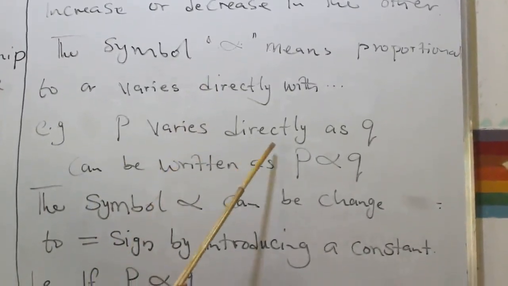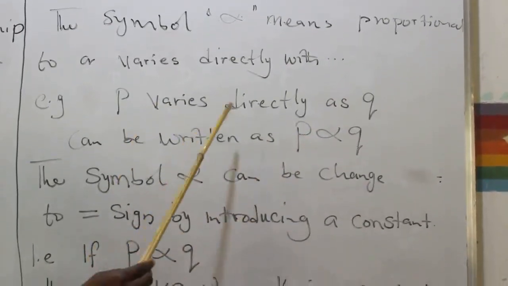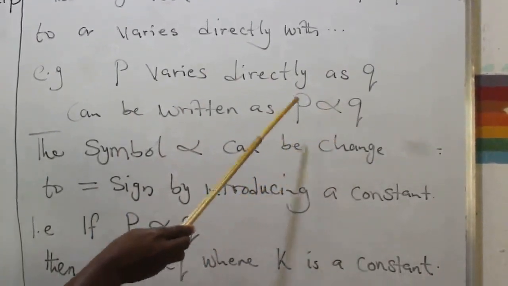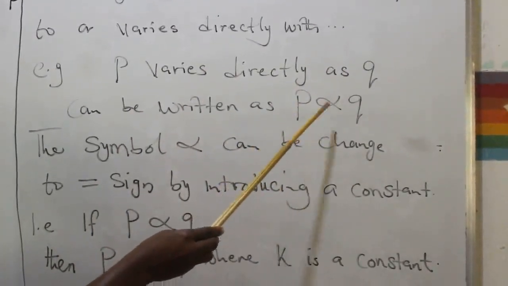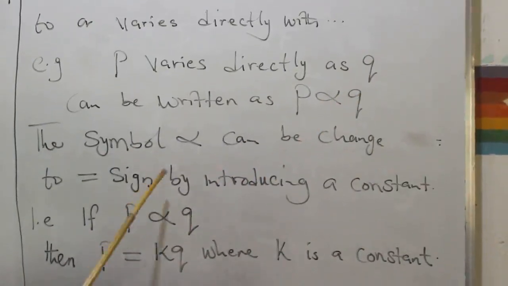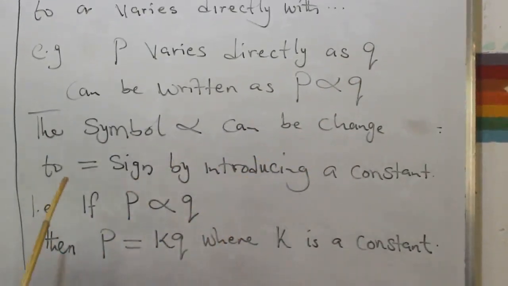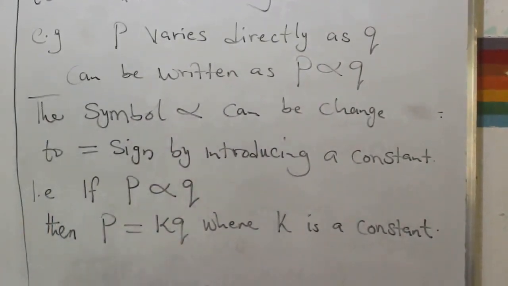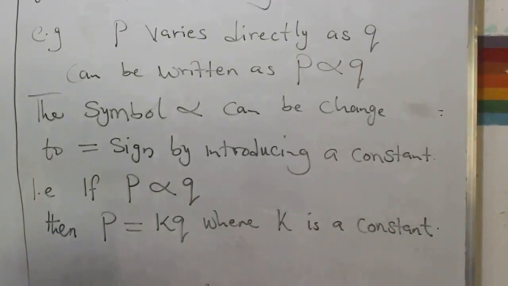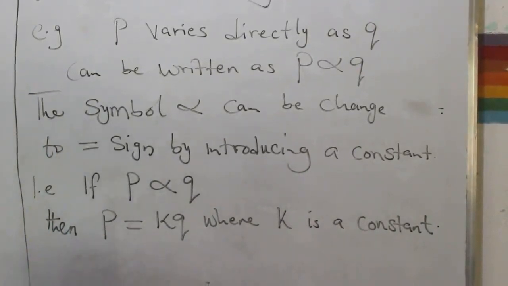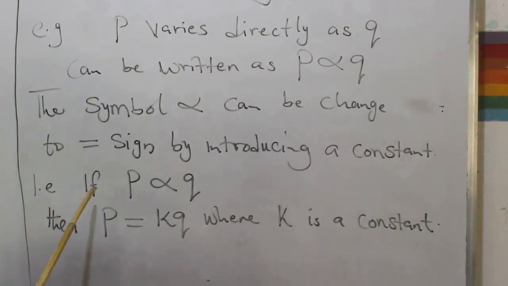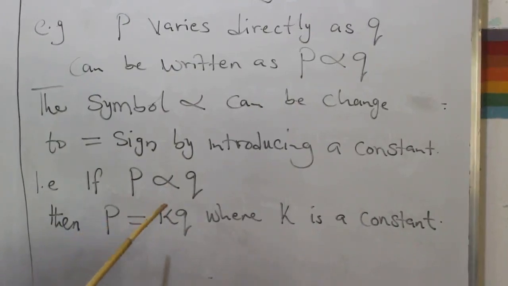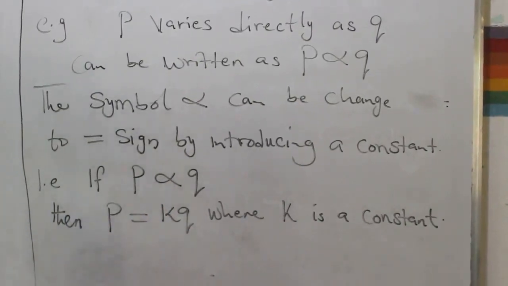Let's take an example. P varies directly as Q can be written as P, the variation symbol, Q, which means P varies directly as Q. This symbol can be changed to an equality sign by introducing a constant. For example, if P varies directly as Q, then P is equal to KQ, where K is a constant.